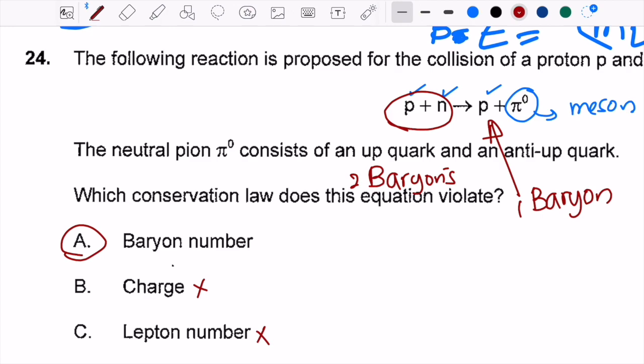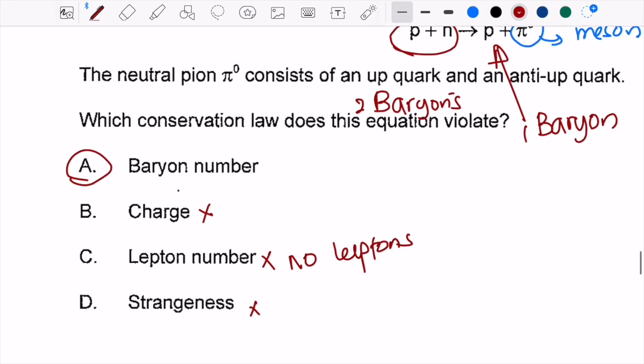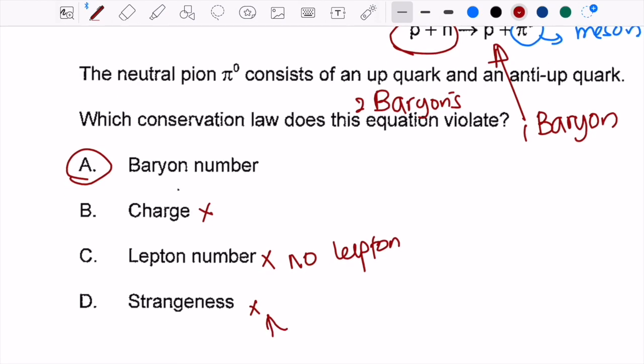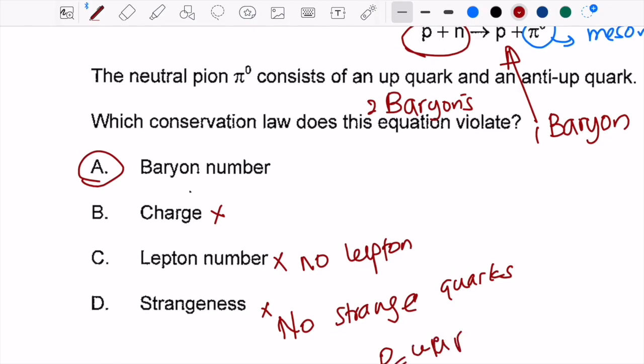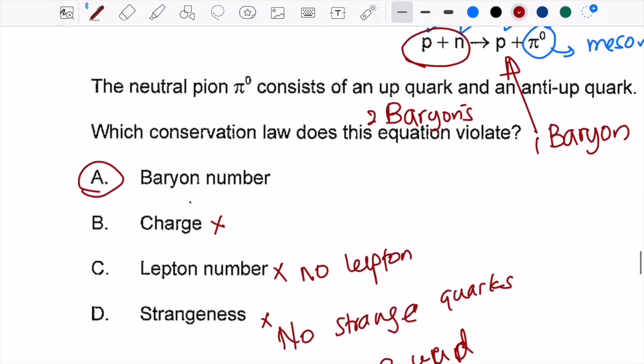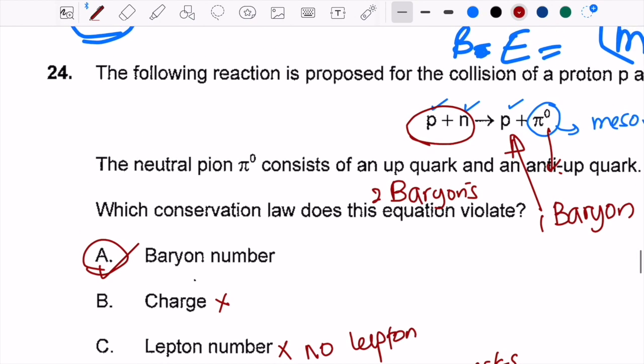there's a proton, this is not violated. Lepton number, no leptons here, so you don't have to worry about it. Strangeness, there are no strange quarks. Why? Proton is up, up, down, and neutron is up, down, down. Anyway, there are no strange quarks involved, right? And for the pion we don't know, but definitely baryon number is violated, so I pick answer A.